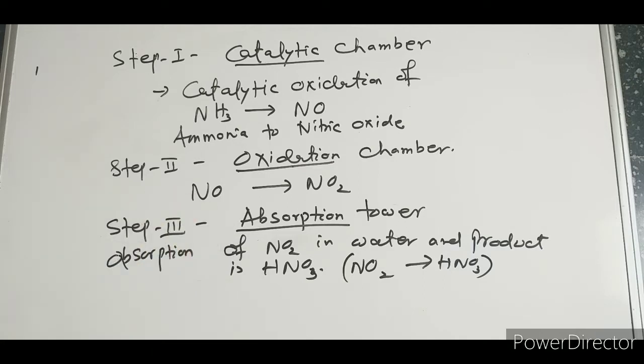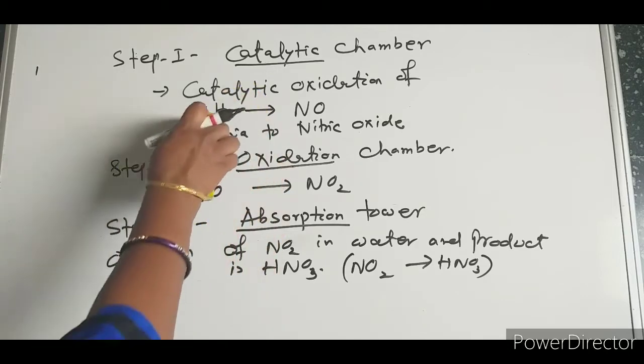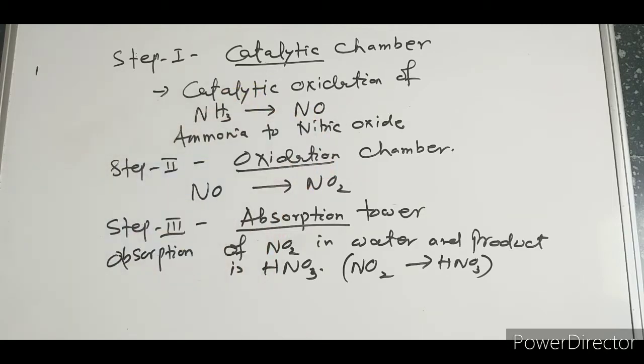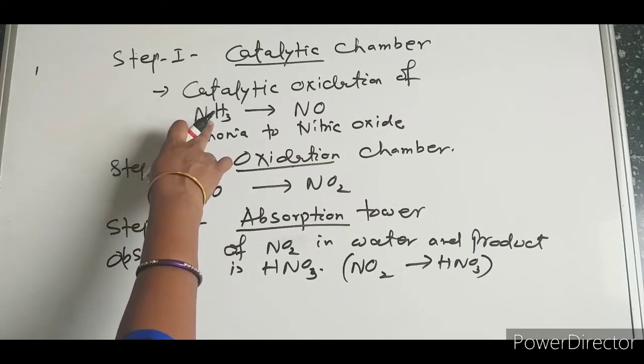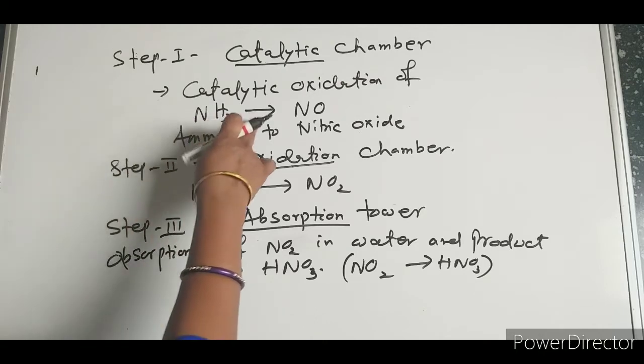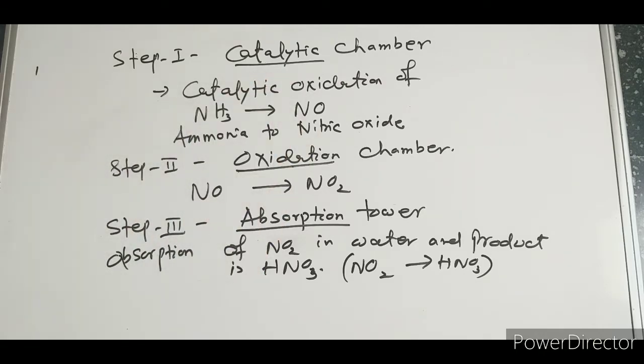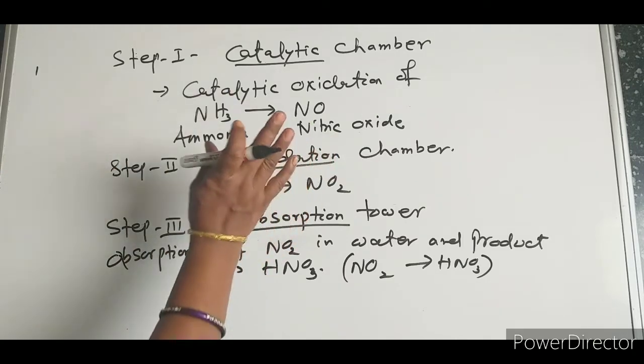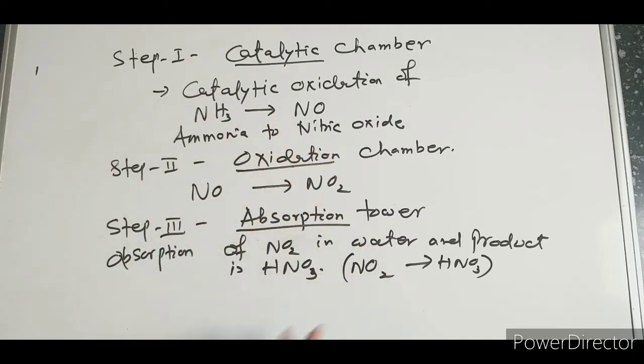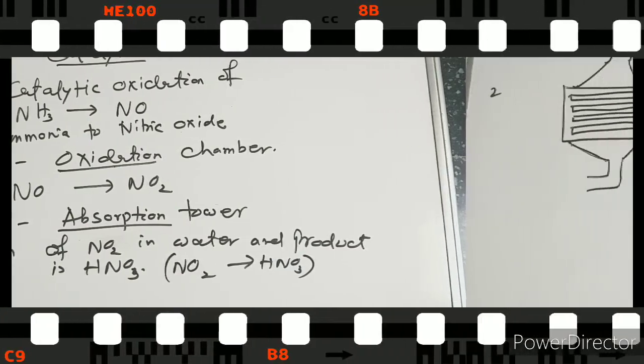So understood now? This one will be catalytic oxidation, so ammonia is converted to NO. Remember, we discussed this in the ammonia chapter: two types of reaction, burning of ammonia in air and burning of ammonia in the presence of a catalyst. Two conditions there, one without catalyst and one with catalyst. This is the condition when we get the HNO3 as the product.